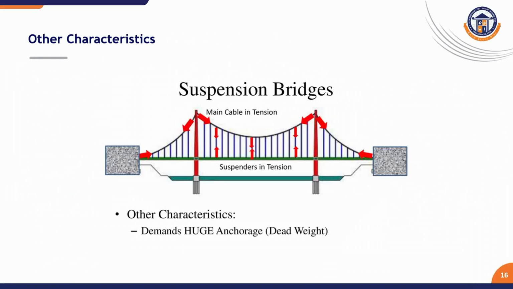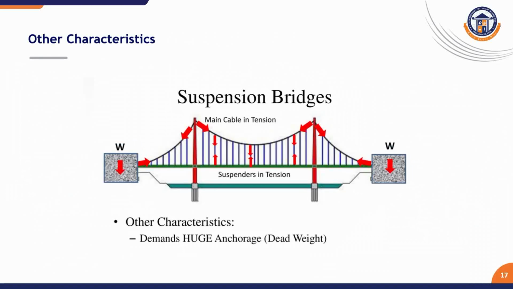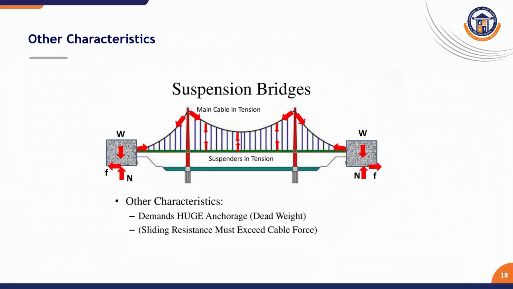And we have the huge anchorages, that is dead weights, in suspension bridges as one of the characteristics. In this diagram we can see the weight acting in the downward direction. If the weight is acting in the downward direction, the normal reactions will be acting in the upward direction. Because of the normal reactions, we have the frictional force which acts opposite to the direction of the force acting.